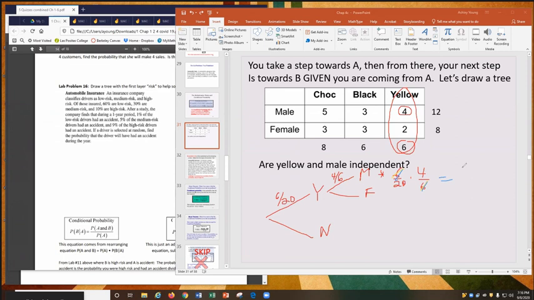What's the probability that you pick a yellow male lab? 4 out of 20, right? So this is just showing you can get there this way also. Obviously with the table, you don't have to. There's just 4 of them, 4 out of 20. But this is how that rule works.